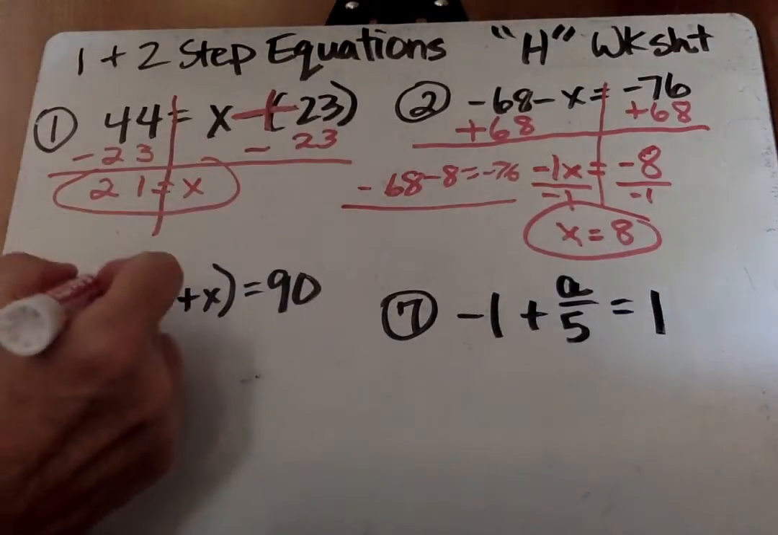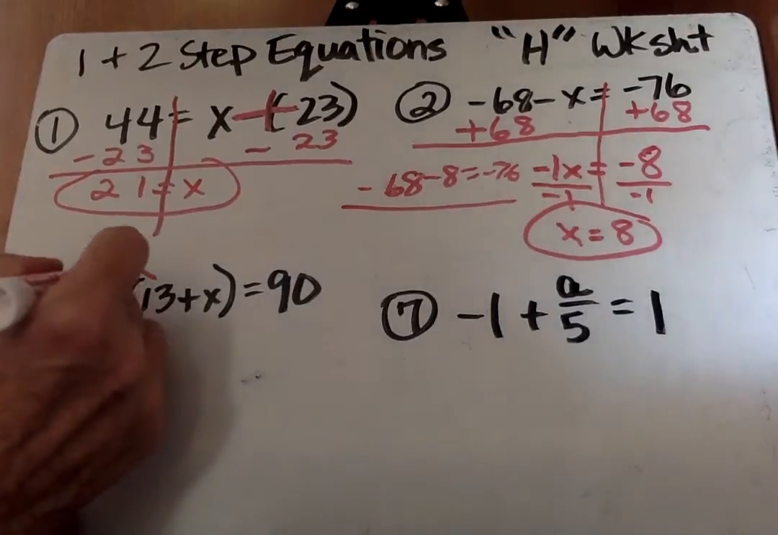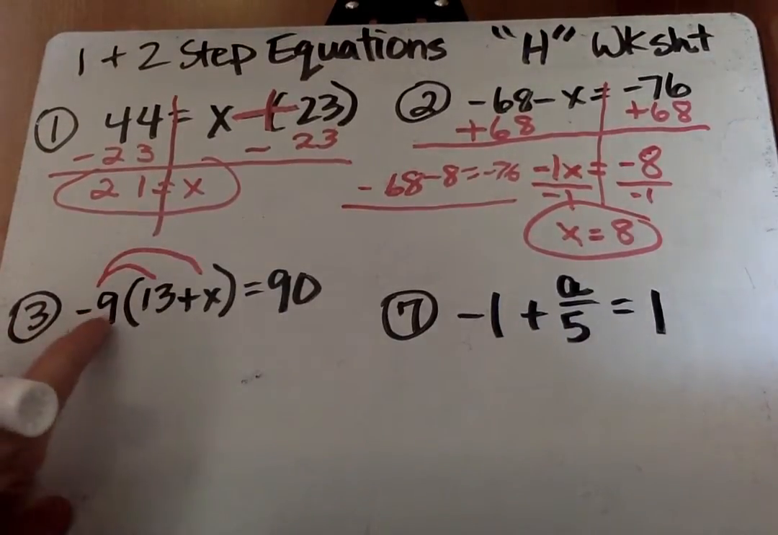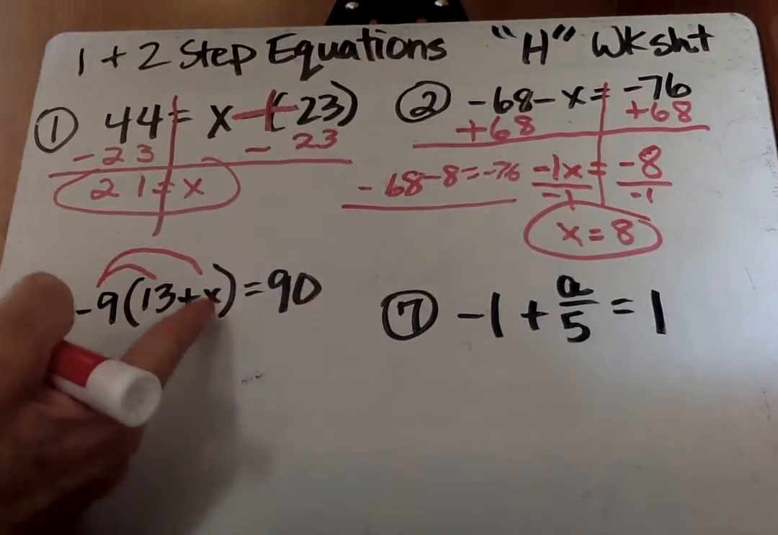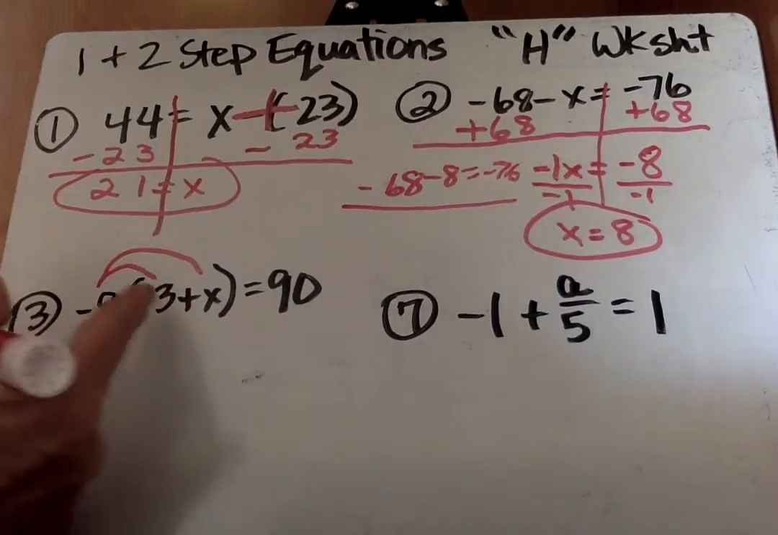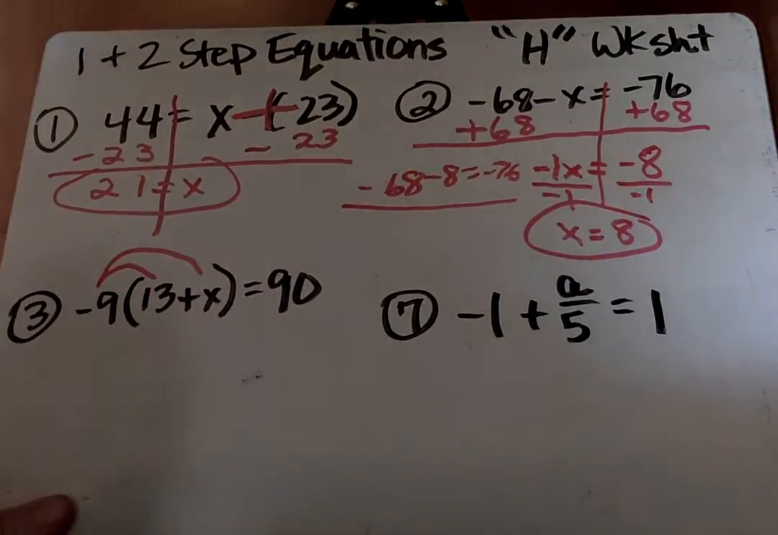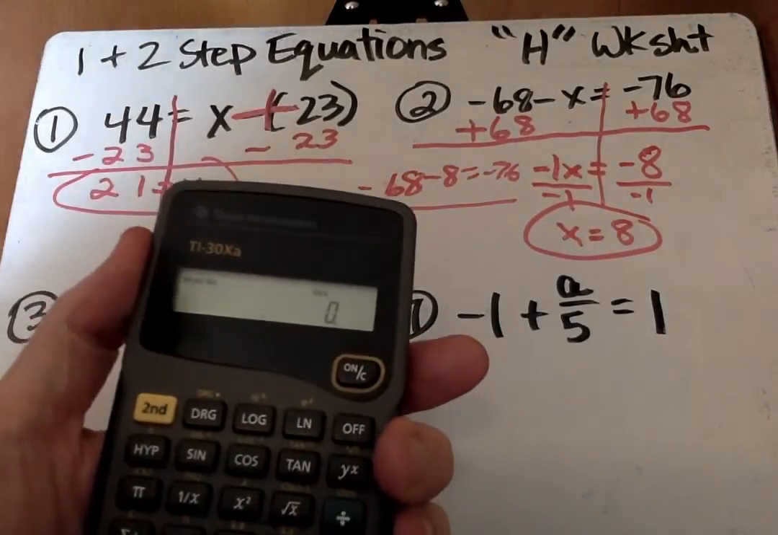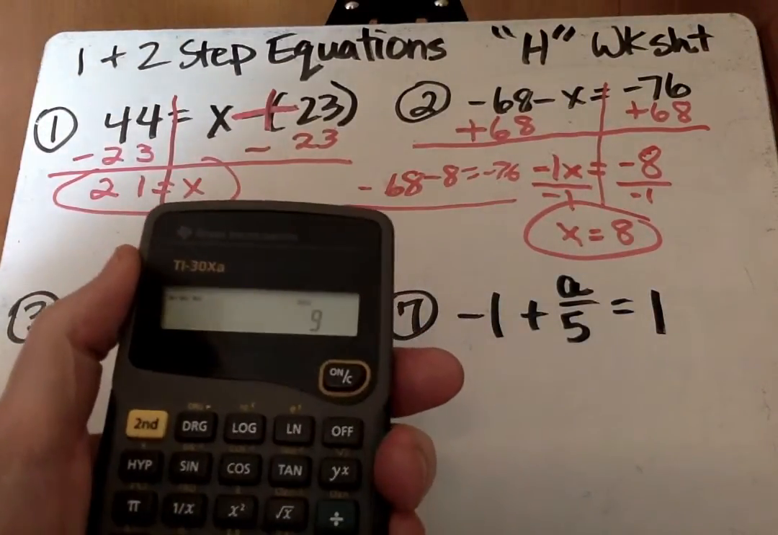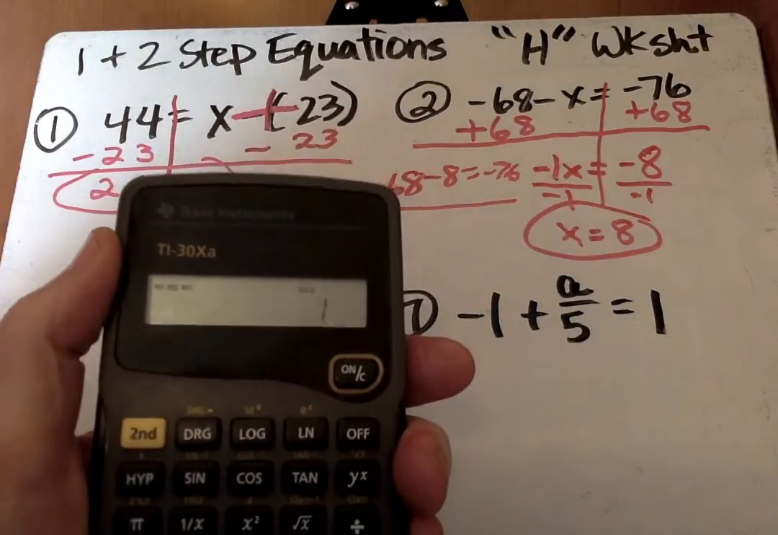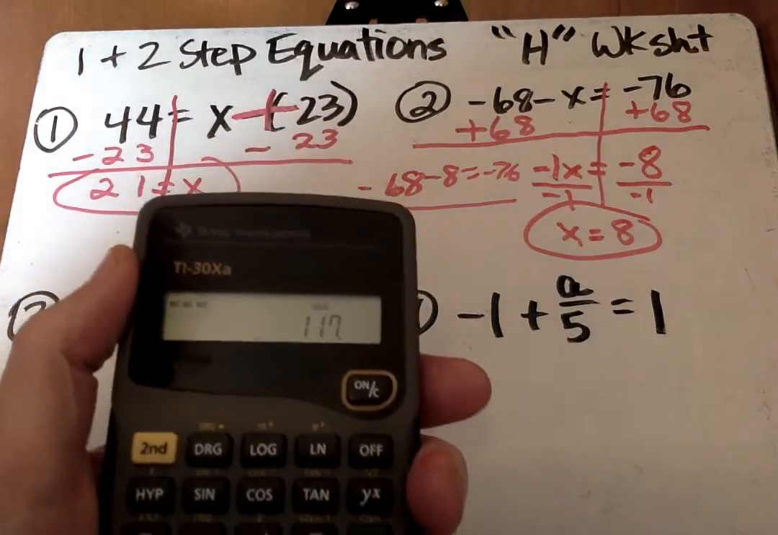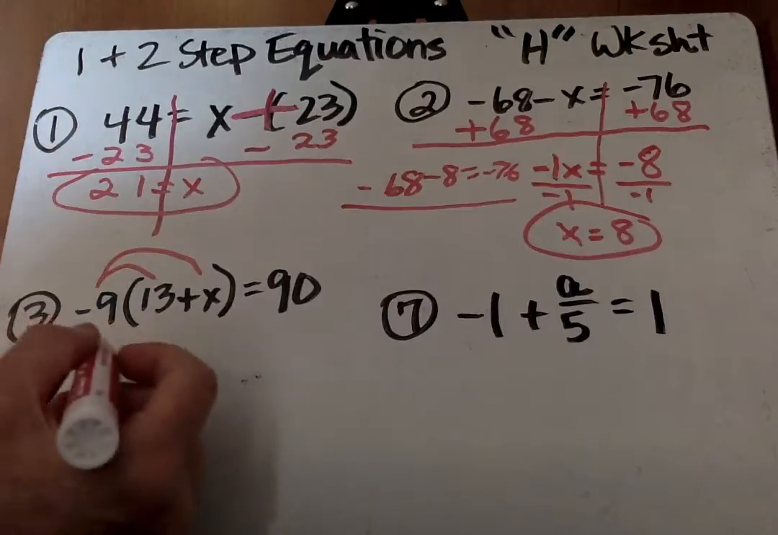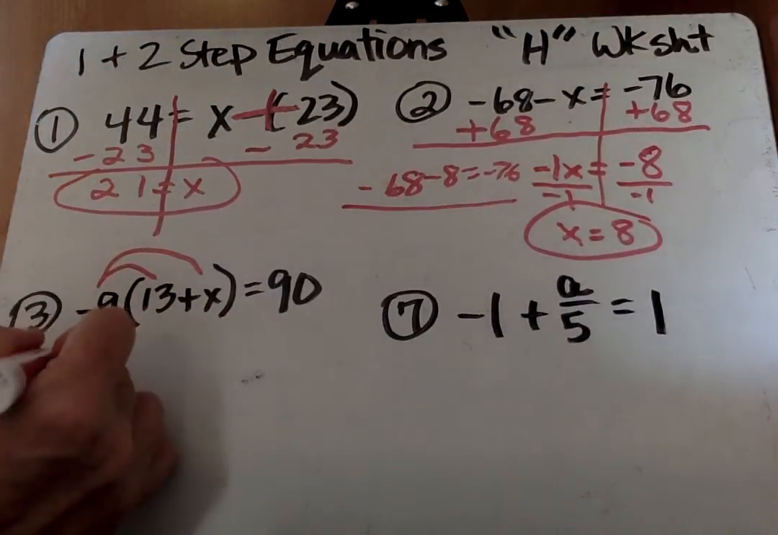Okay, number 3, we're moving on here. We're going to use the distributive property. Many students forget to multiply the second one here. Don't leave the x behind. Negative 9 times 13. Oh, I don't know what that is. Is it 117 or something? I don't know. So 9 times 13. I'm not going to worry about positive or negative. It's 117. Because I know negative times positive is negative.